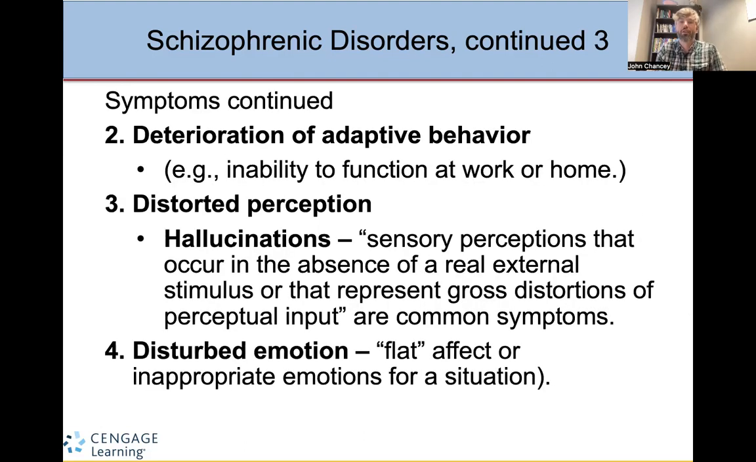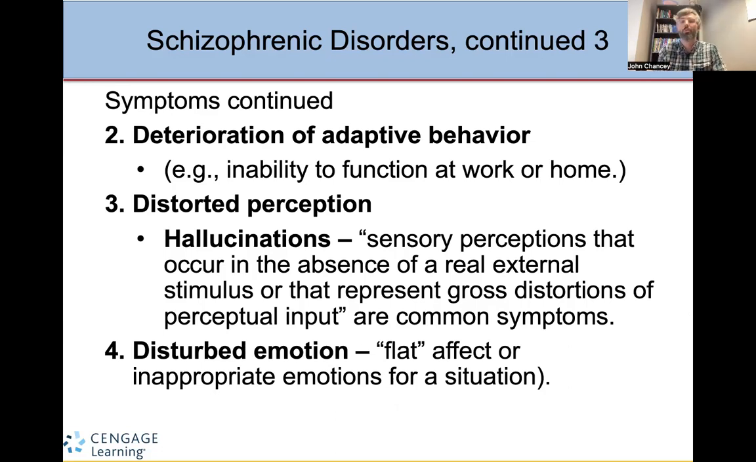They might also have deteriorations of adaptive behavior, meaning they're not able to function normally. They're not able to hold down a job. They may not even be able to take care of themselves physically, emotionally, psychologically, etc. They might also be experiencing distorted perception in terms of hallucinations. Hearing things that aren't there is the most common, followed by seeing things that aren't there.